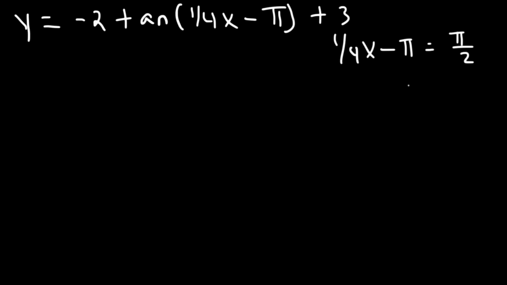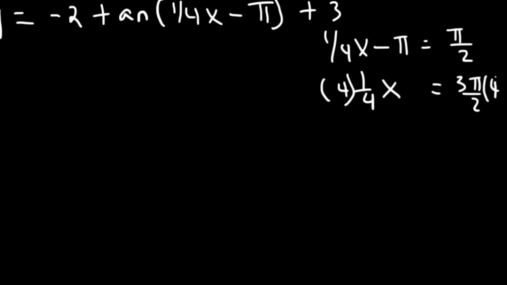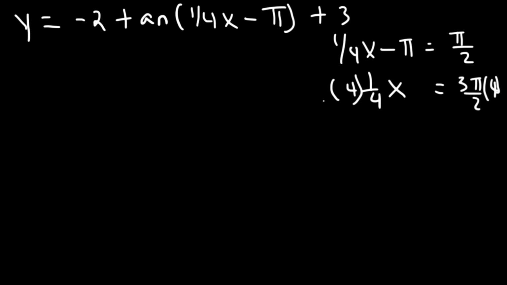So if we add pi to both sides, we get pi over 2 plus pi, which is pi over 2 plus 2 pi over 2. That's 3 pi over 2. And that's equal to 1/4 times x. So now I'm going to multiply both sides by 4. 4 times 1/4 is simply 1, so we get x. 4 times 3 is 12, divided by 2 is 6. So the first vertical asymptote is at 6 pi.